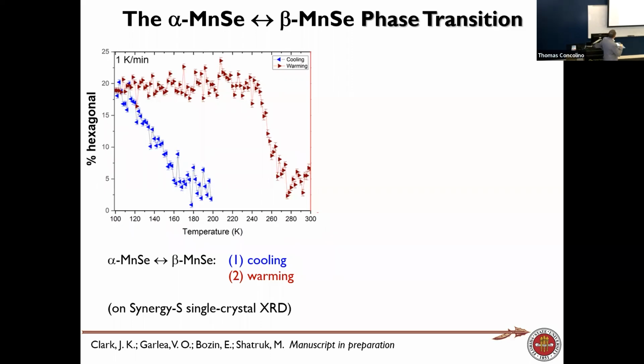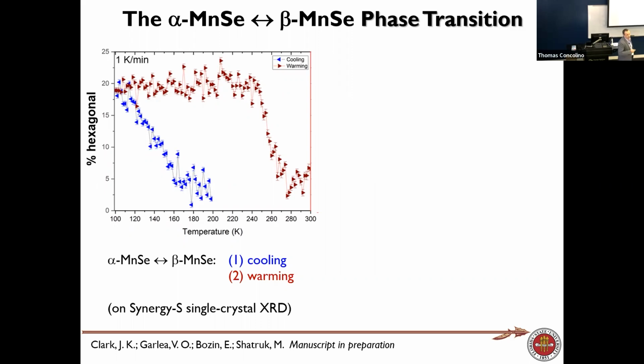And what you see when we cool down at 1 Kelvin per minute, we stop, we record a 45-second pattern, cool again, and we just take patterns very, very quickly. And what you see is we can build up to 20% of hexagonal phase. And we start seeing it around 180, 200 Kelvin, not before.